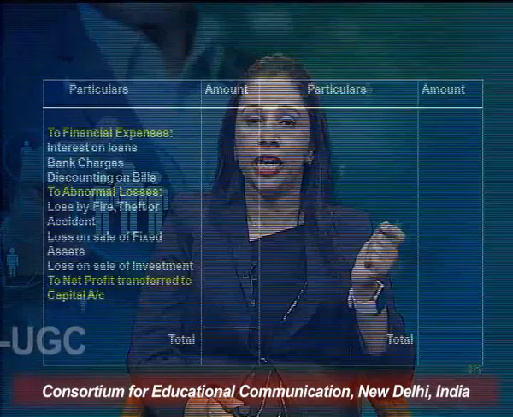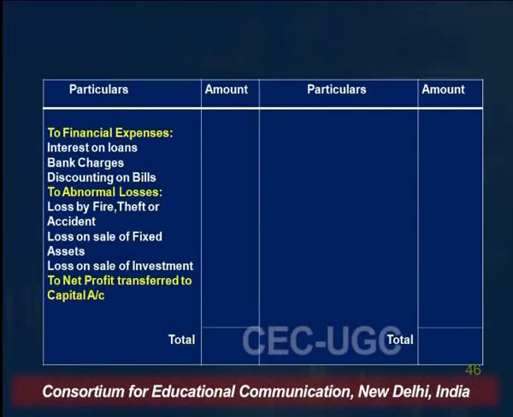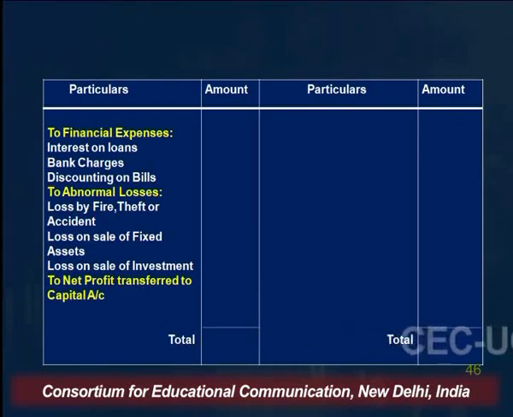So what is calculated by preparing profit and loss account? By preparing profit and loss account, net profit or net loss is calculated. If the credit side, the income side, exceeds the expenses side, that is the debit side, in that case net profit will be calculated, and this net profit will be transferred to the capital account, and this capital account is ultimately shown on the liability side of the balance sheet. And if there is a net loss, that is also transferred to the capital account, and this will be shown on the liability side of the balance sheet.